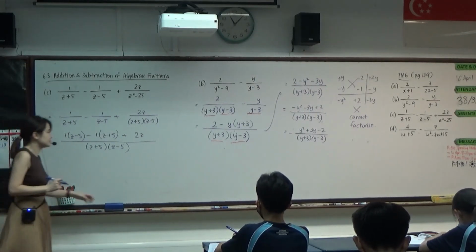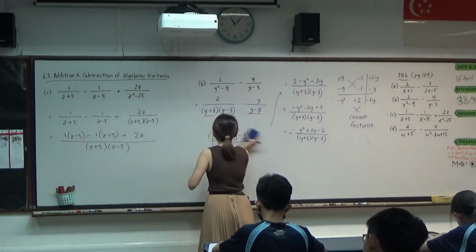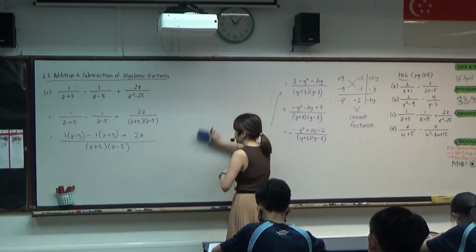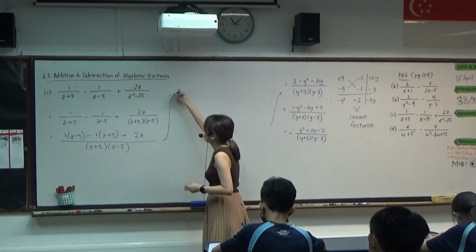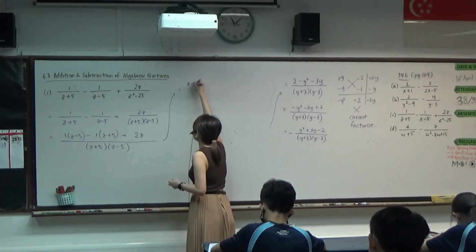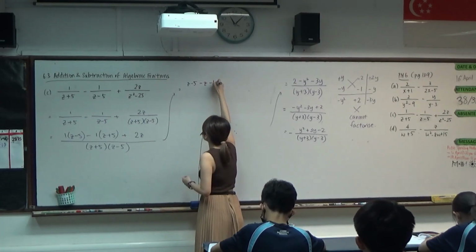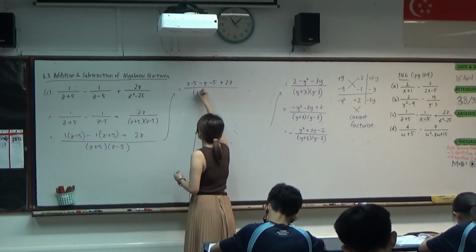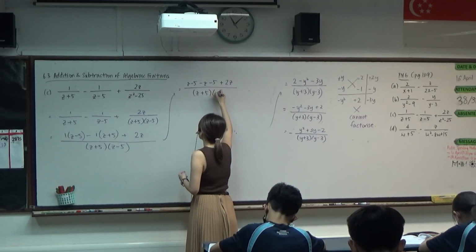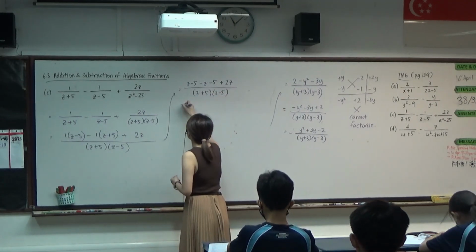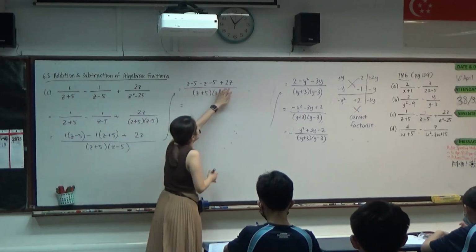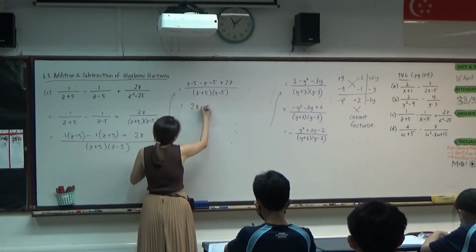Now we can proceed with expanding the numerator. So we will have z minus 5 minus z minus 5 again plus 2z. So I will have in the numerator 2z minus 10.